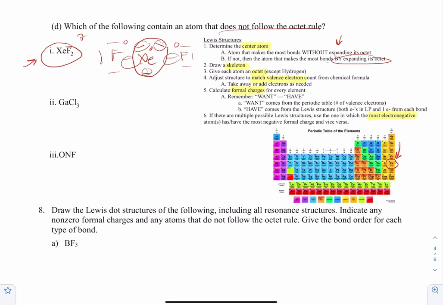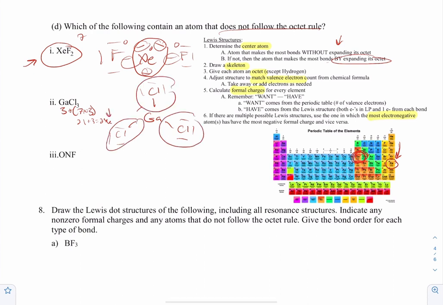Gallium trichloride. So now I've got gallium, which wants 3. It's right here. Whoops, I almost circled germanium there. Gallium is right below aluminum and boron, so it's in the 3rd group and wants 3 valence electrons. And then I've got 7 for each of the chlorines, and there's 3 chlorines. So there's 21 plus 3 is 24 valence electrons. So now I'm going to draw my skeleton. I've got gallium, chlorine, chlorine, and chlorine. Give everybody an octet. Okay. And now I've got to see if this matches the 24. So I'm going to say 8, 16, 24, 26.